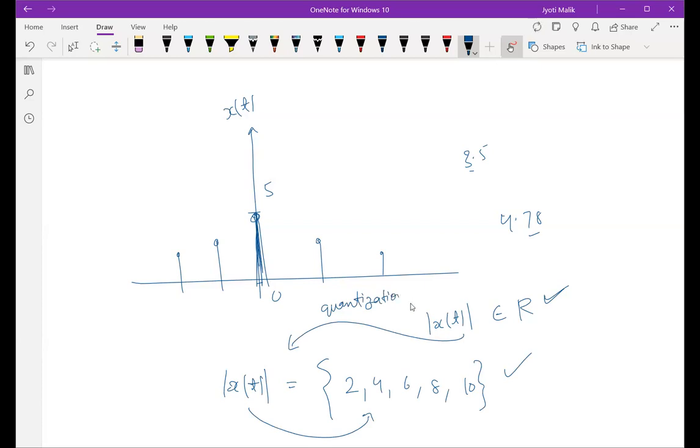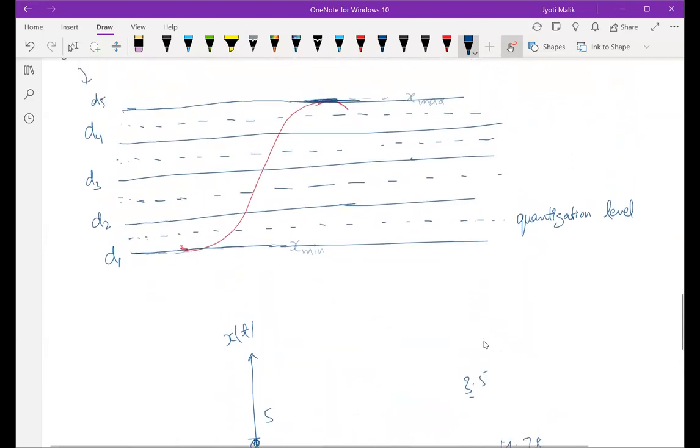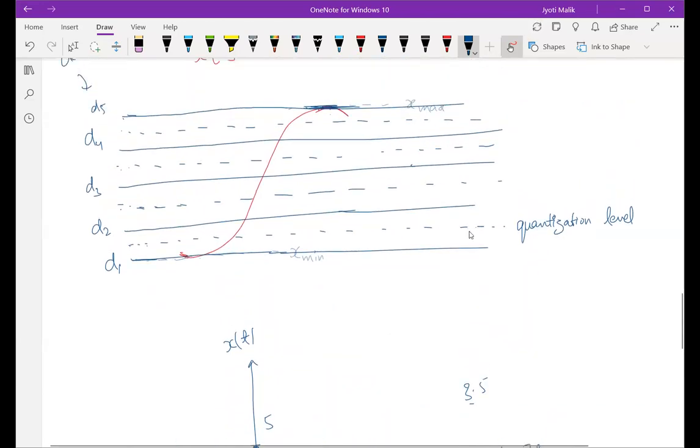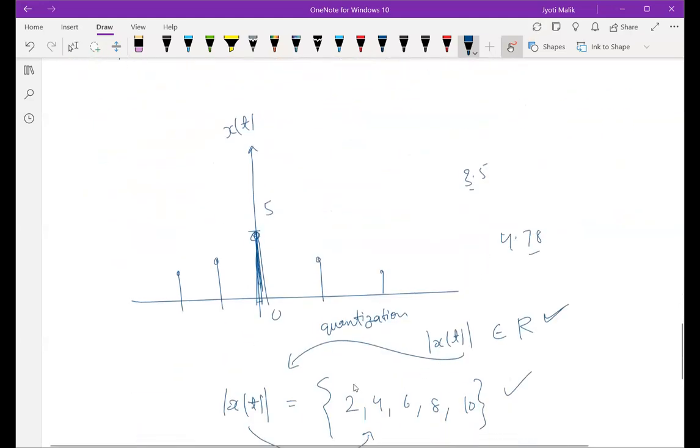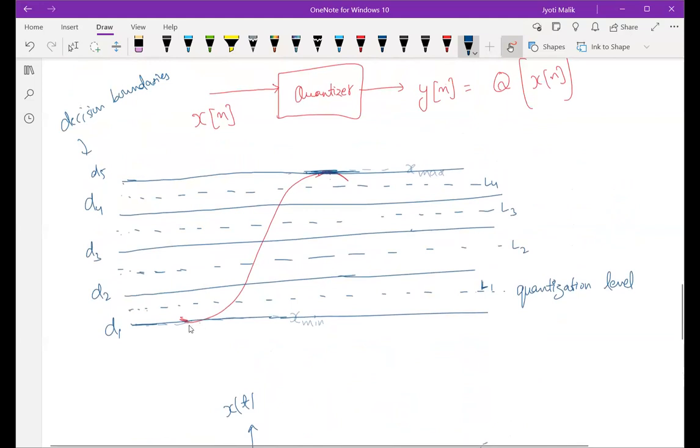Understood? And actually, how it is done, now I'll show you here. So this is your level 1, this is level 2, this is level 3, and this is level 4. These values are the levels. Now, basically what we are doing is the whole range, from x minimum to x maximum, we have to map onto these 4 levels.